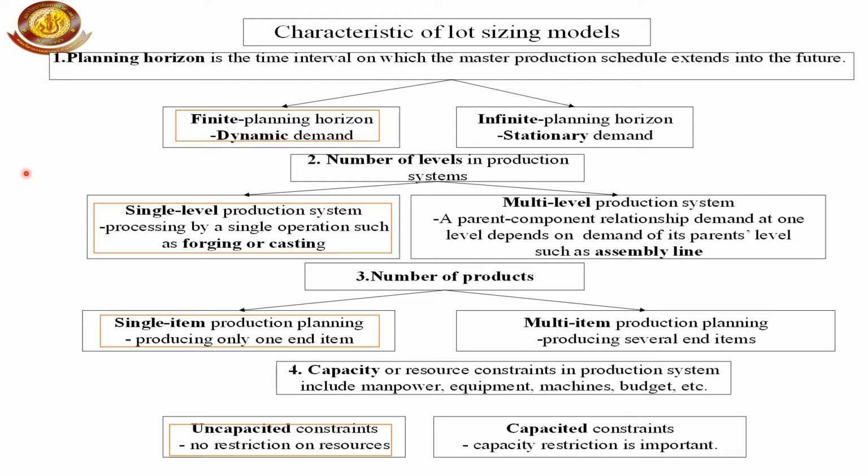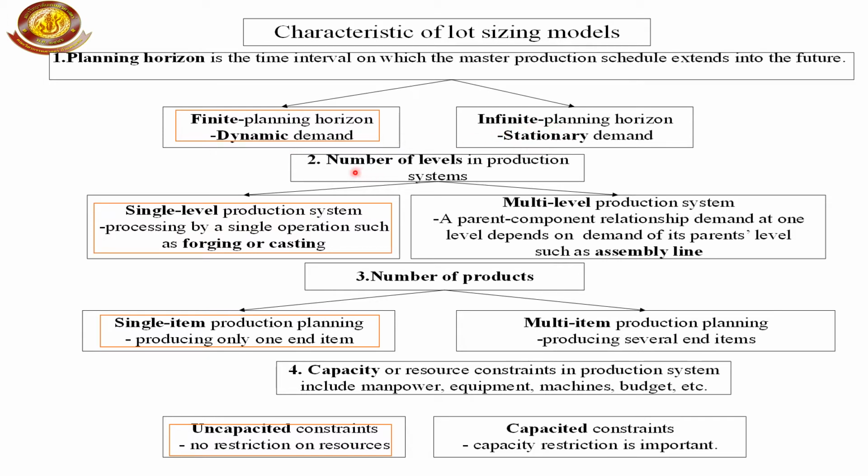The study is interested in applying a network flow approach for solving the uncapacitated dynamic lot sizing problem, or UDLSP. The parameters or characteristics of a lot sizing model can be explained as follows. Number one, planning horizon is the time interval on which the master production schedule extends into the future. It includes finite planning horizons with dynamic demand, and infinite planning horizons with settling demand.